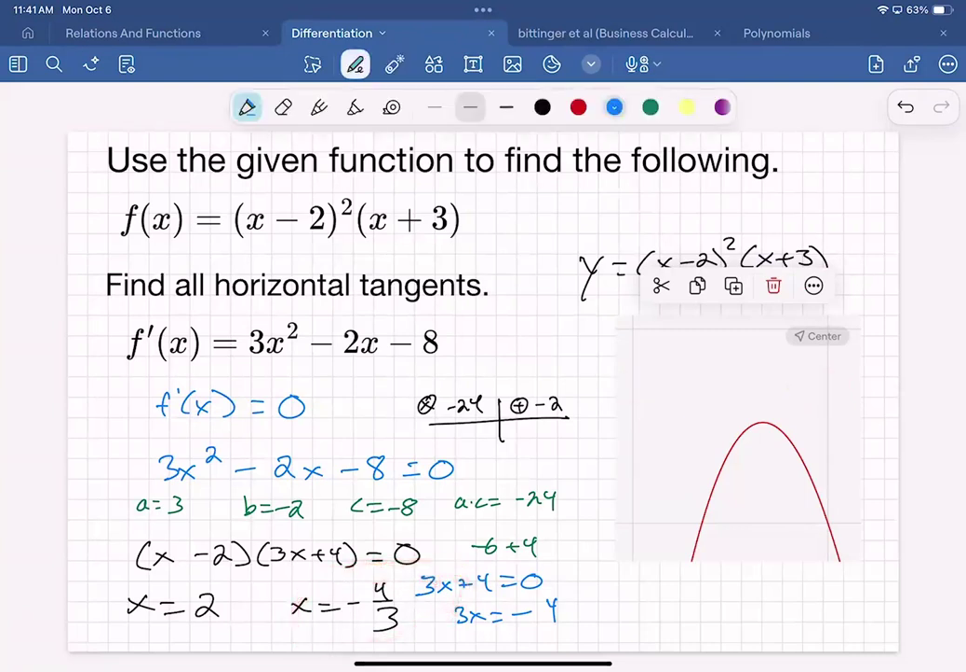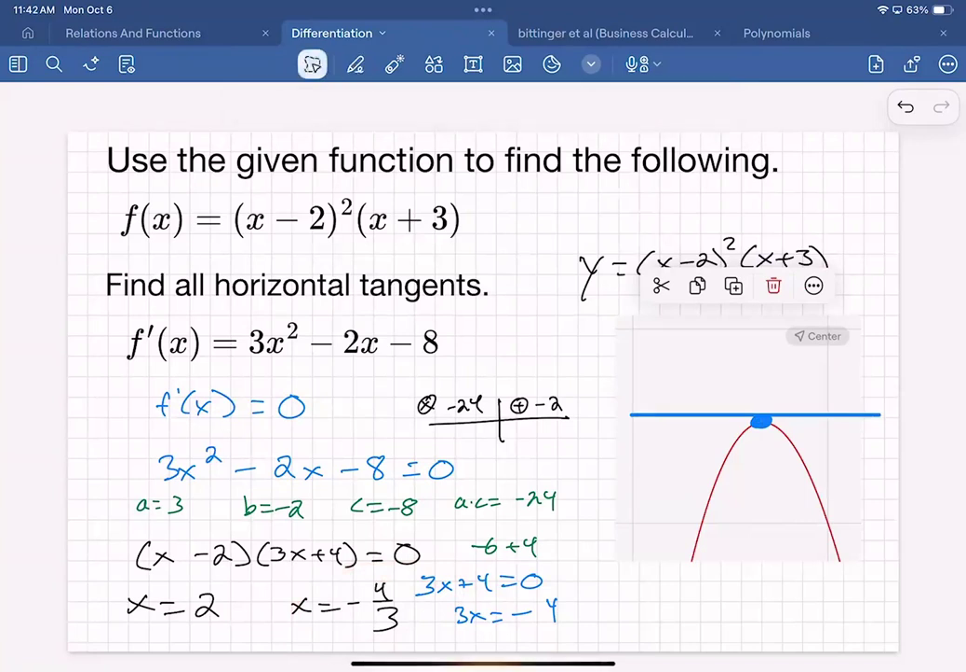What is going on at this point again that made it something we wanted to focus on? Well, if we draw the tangent line, this is where we get a horizontal tangent line. We all comfortable with where that's coming from there?